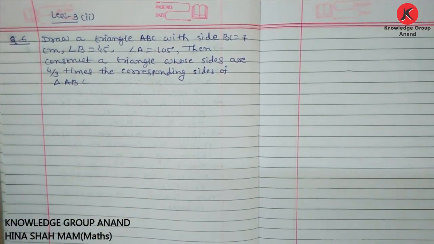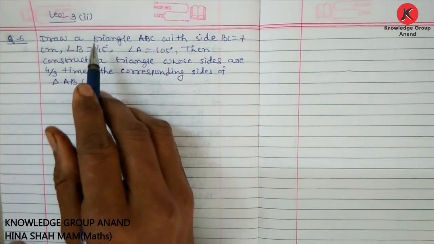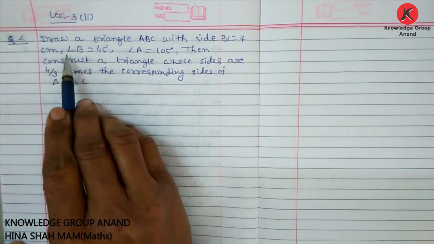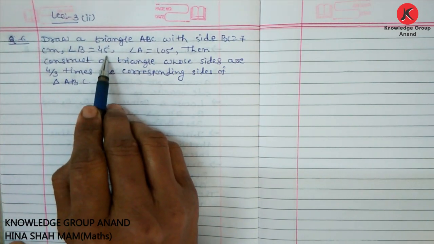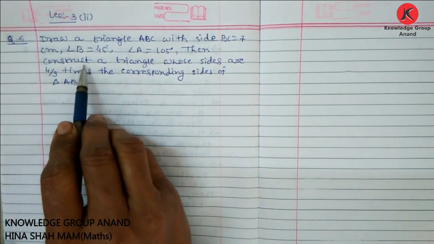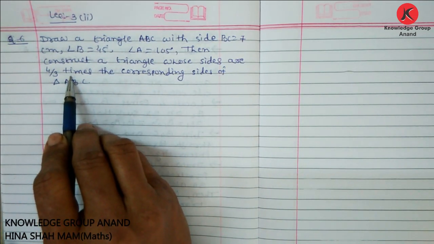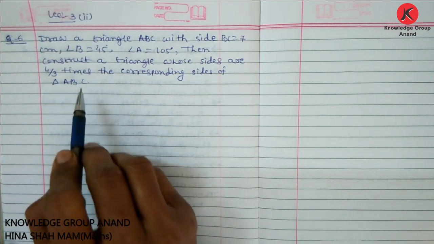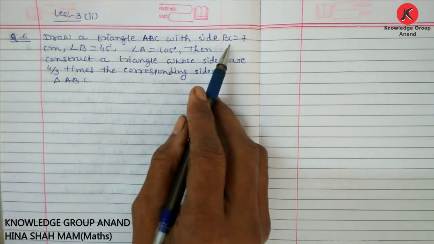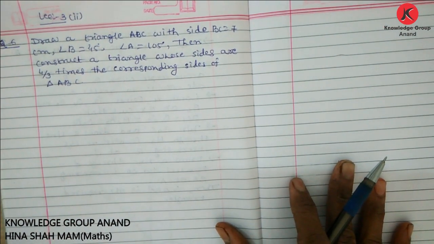Now, question number 6. Draw a triangle ABC with side BC equal to 7 centimeter, angle B equal to 45 degree, angle A equal to 105 degree. Then construct a triangle whose sides are 4 by 3 times the corresponding sides of triangle ABC. Here first we draw BC equal to 7 centimeter. Here one side is given and two angles are also given.